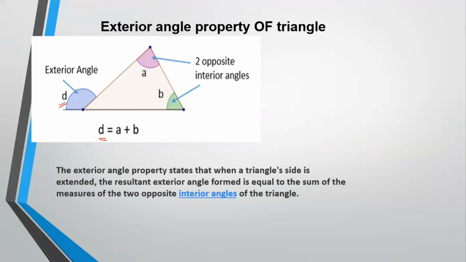So exterior angle property, what does it state? That when a triangle side is extended, like this is the side which is extended, the resultant exterior angle, which is D here, is equal to the sum of measures of two interior opposite angles. So interior opposite angles are this.